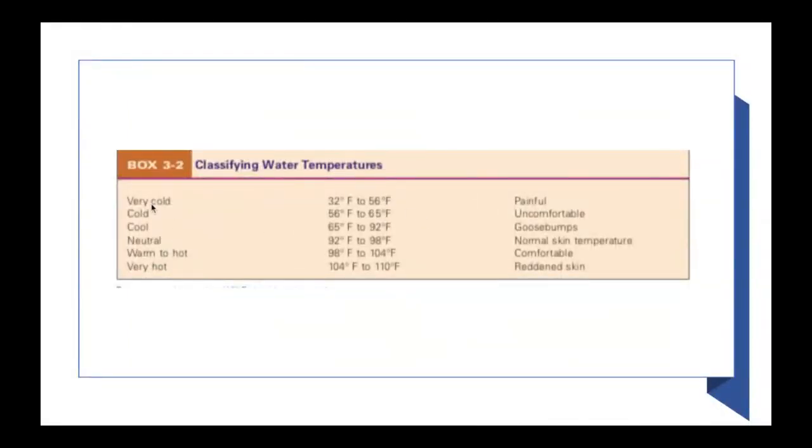All right. Classifying the water temperatures. So this is as well, box 3.2. Very cold. We know that 32 degrees Fahrenheit is painful. Cold, 56 degrees Fahrenheit to 65 is uncomfortable. Cool, 65 to 90, 92, gives you some goosebumps. And then neutral. So normal skin temperature, we know it's that 92 to 98. You will see probably one or two questions on this water temperature.